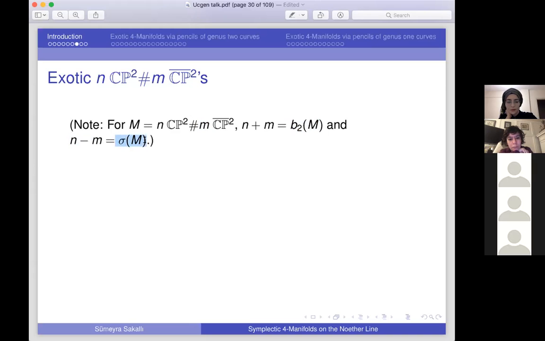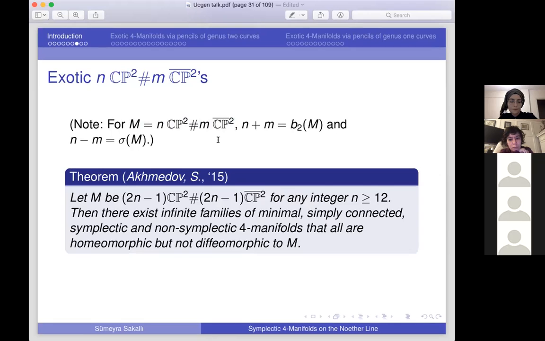It is the signature of our manifold. So in fact, n is B2 plus and m is B2 minus, and you take their differences. And it gives us a topological invariant. We call it signature, sigma. And the formal definition of that is coming from the intersection form. But if we want to just look at this case, it is just simple. Just you take the difference of them.